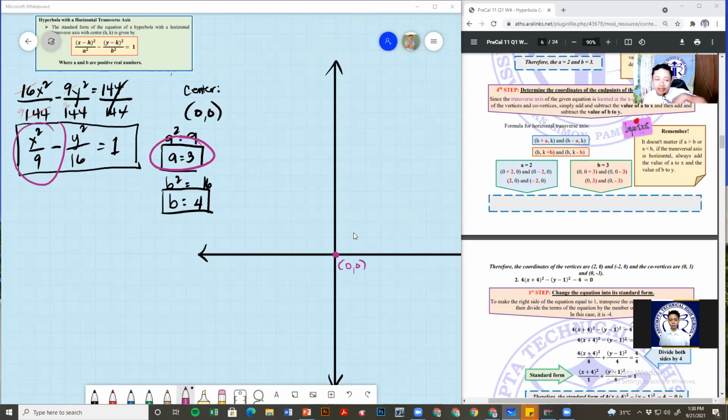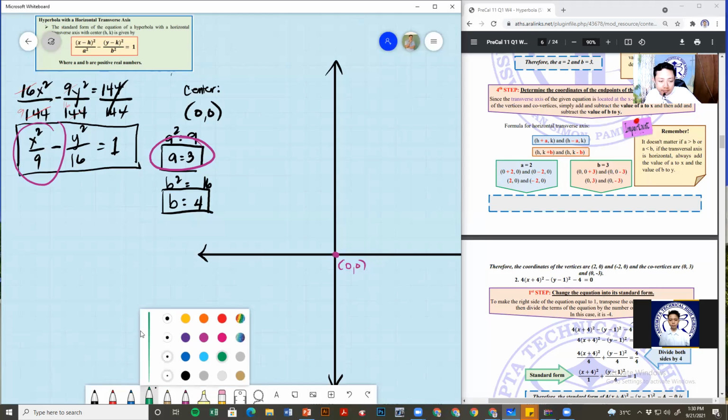Horizontally. Very good. Simply because it's with x squared. So I will now be stepping 3 steps left and right. So we have 1, 2, 3. That's my first point. Let me make it thicker. And then another one, 1, 2, 3 to the left. And that's my second point. Since this is a horizontal transverse axis, these are your vertices now.